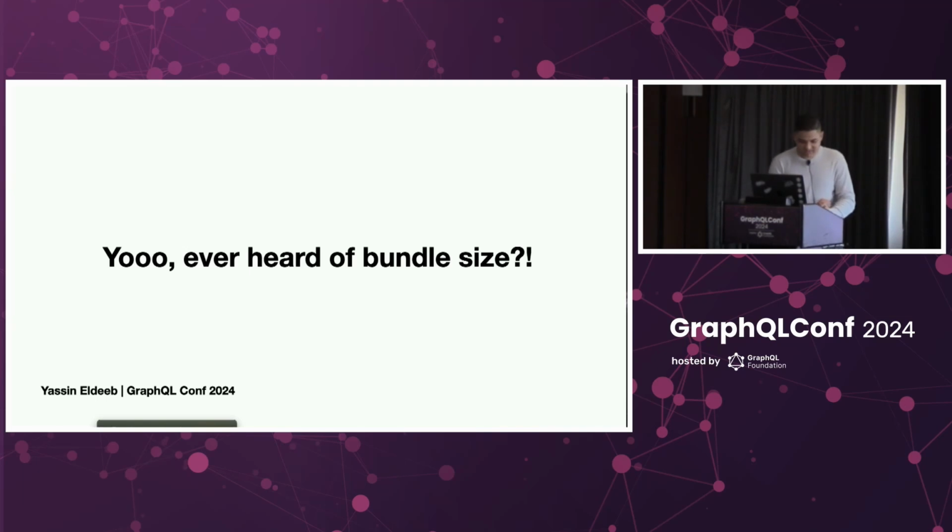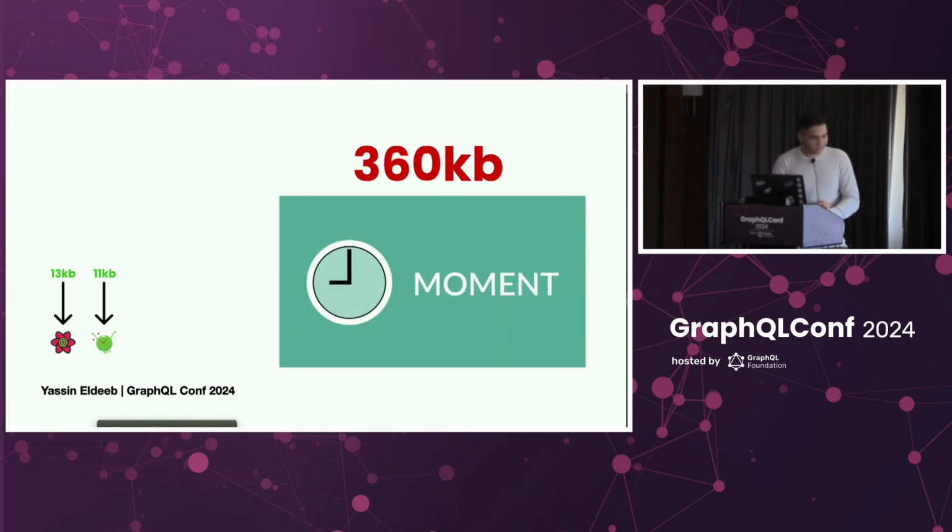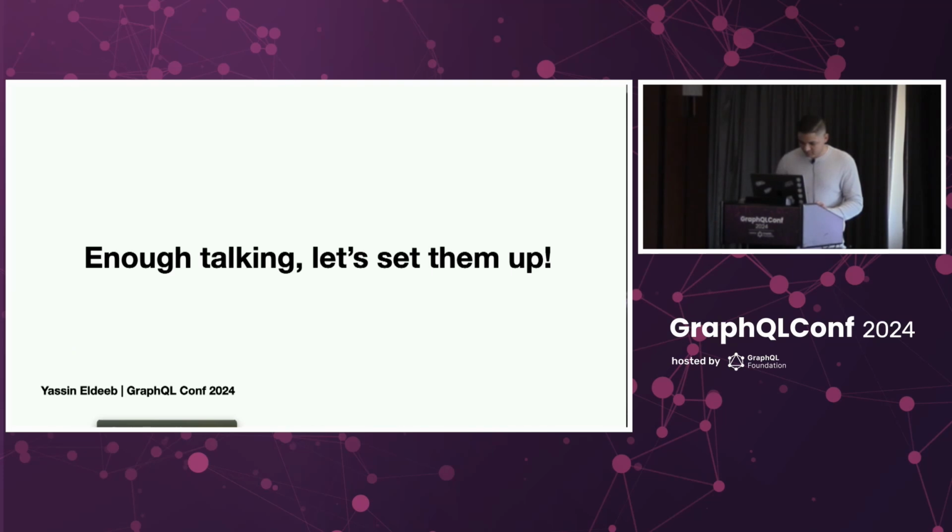And so someone might say, yo, have you ever heard about bundle size? What are you doing? You're adding two, three, four multiple state managements based on what works best for each state type that you're using. And then I usually reply with this. You ship Moment for like 360 kilobytes, and both of these are like nothing. Both Easy Peasy and React Query are 24 kilobytes. So enough talking. Let's set them up.